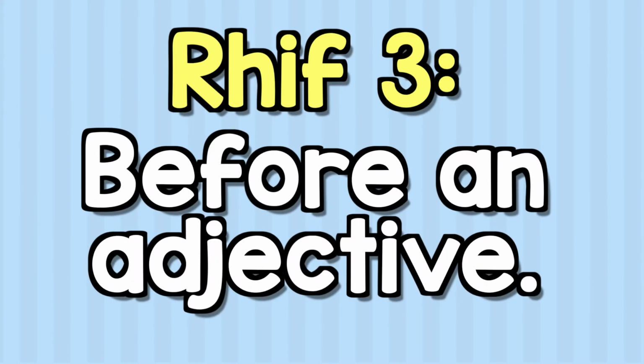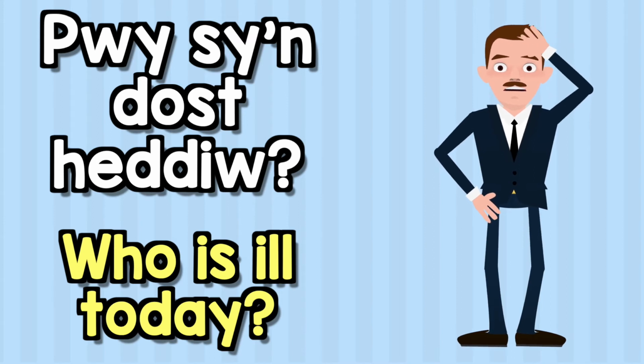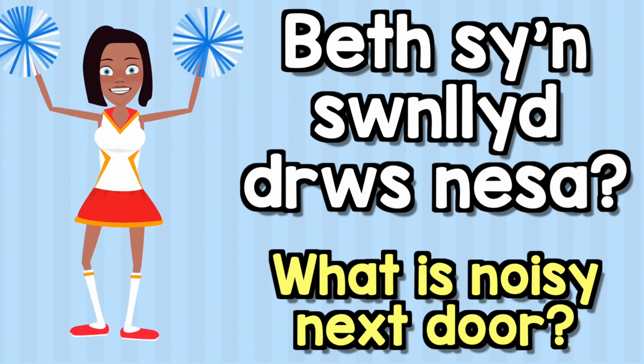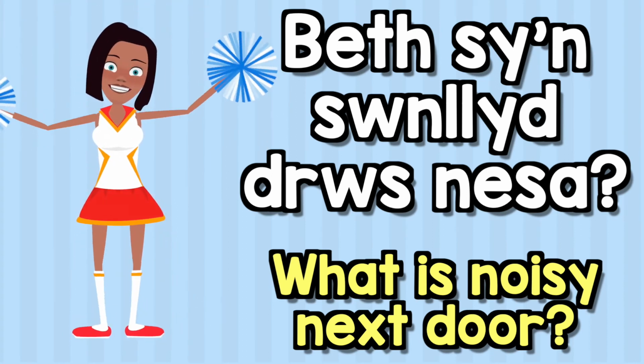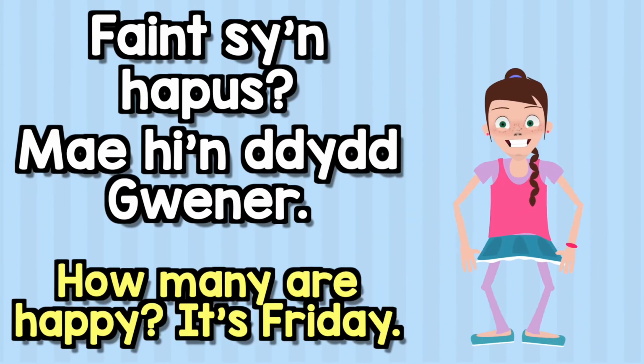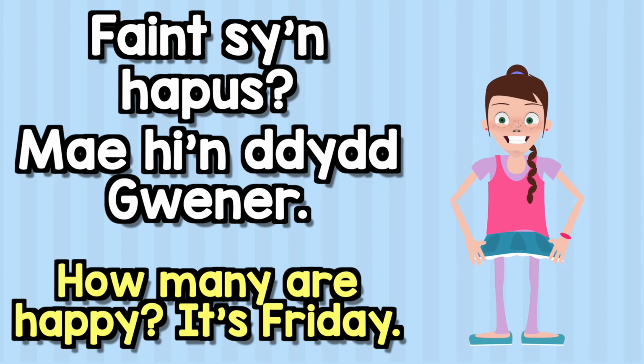Rhif 3. Before an adjective. An adjective is a describing word. Dwedwch ar fy ôl i. Pwy sy'n dost heddiw? Beth sy'n swnllyd drws nesa? Faint sy'n hapus? Mae hi'n ddydd Gwener.